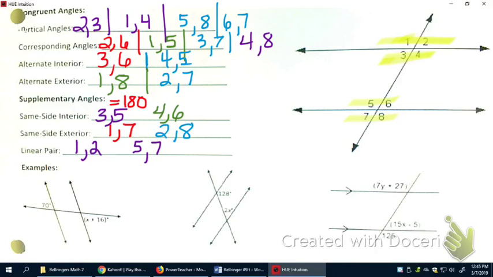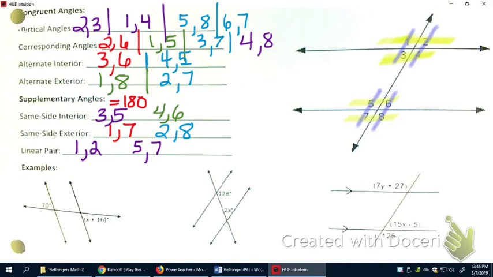But they're not the only linear pairs because 2 and 4 are a linear pair. 6 and 8, 1 and 3, 5 and 7, because again, they're making a line. Okay? So there's whole lots of linear pairs. Okay? Any questions about any of those angles? Okie dokie. So let's look at the examples.